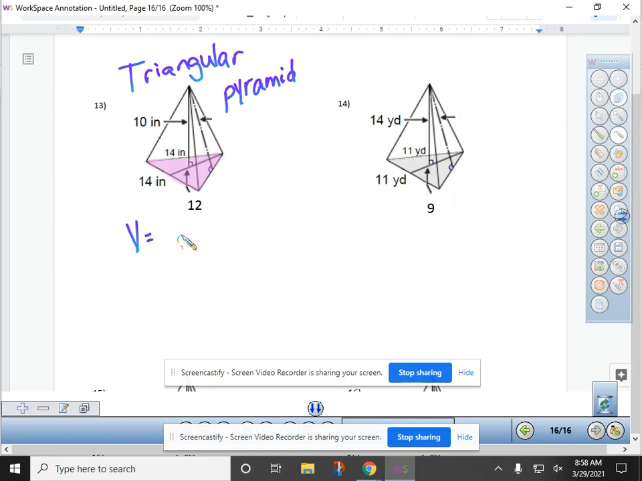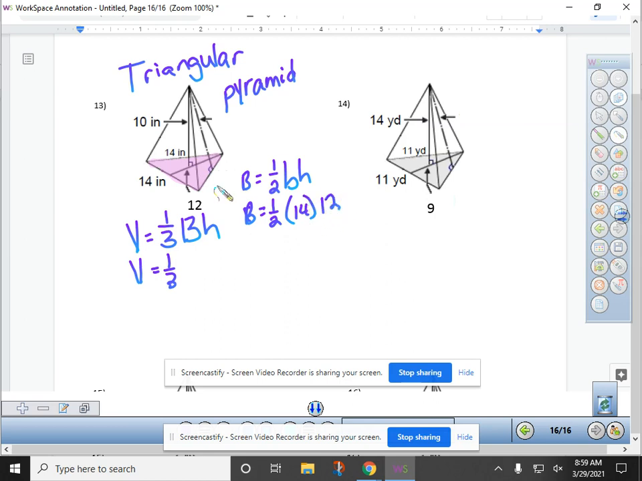What is the formula for the volume of a pyramid? 1/3 times the area of the base times height. So the area of the base, the big B, is going to be a triangle. What's that formula? B equals 1/2 times base times height. We are just looking at the pink triangle. What is the base? 14. What is the height? 12. Do you see right here? We're just looking at the pink triangle.